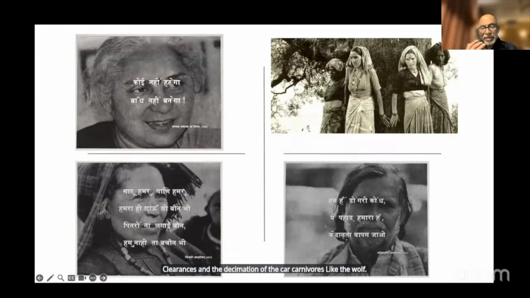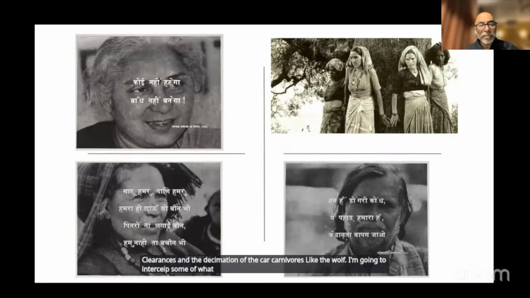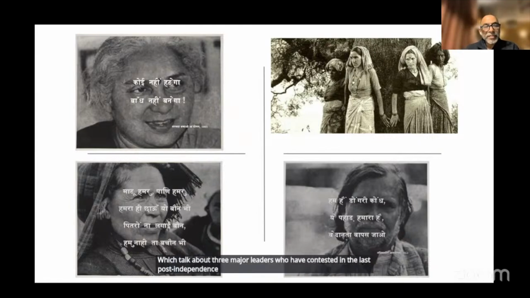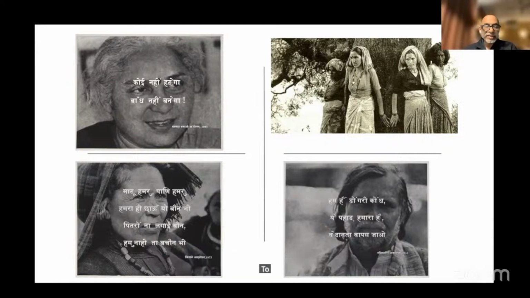I'm going to intercede some of what I'm saying through some of my own work, in a sense, which has been deeply related to what I'm doing here. These are three copper prints which talk about three major leaders who have contested in the last 50 years of post-independence India, and led three major movements to contest the commercialization and the control of nature.